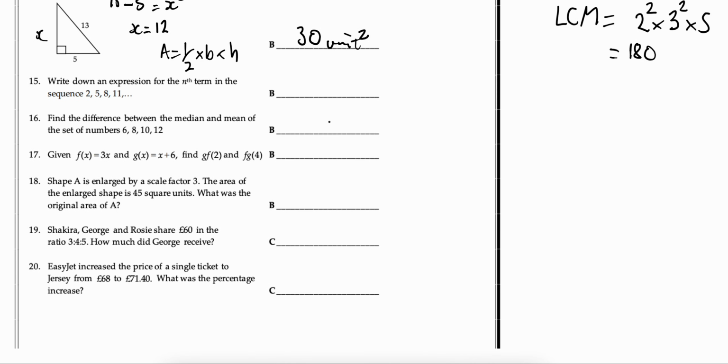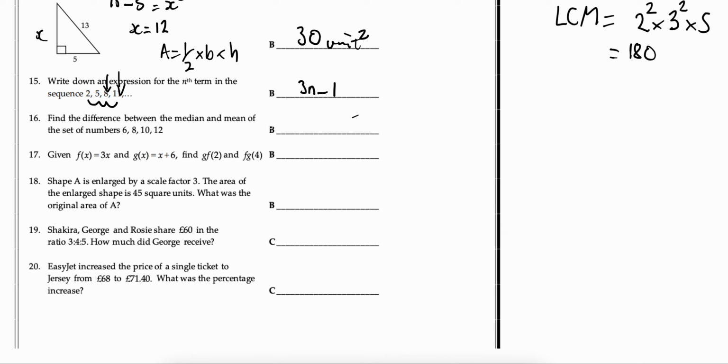Number 15, nth term. Right, how much are we going up by? So each time it's plus 3, so it will be 3n. So now we do a check. So let's say the third term is 8. 3 times 3, because it's the third term, 3 times 3 is 9. How to get to 8? We must subtract 1. So 3 times 4 should be 11. 3 times 4 is 12, minus 1 is 11, so that checks out.